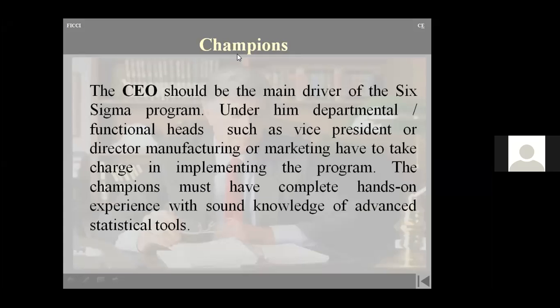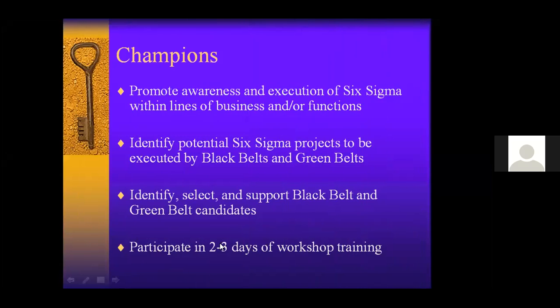different leaders have to take charge of implementing the programs. The champion must have complete hands-on experience with sound knowledge of advanced statistics. So whoever is the champion of the Six Sigma team is expected to be knowledgeable on various tools. He must have had a good amount of training so that he can be a good leader. So what is the role of the champion?